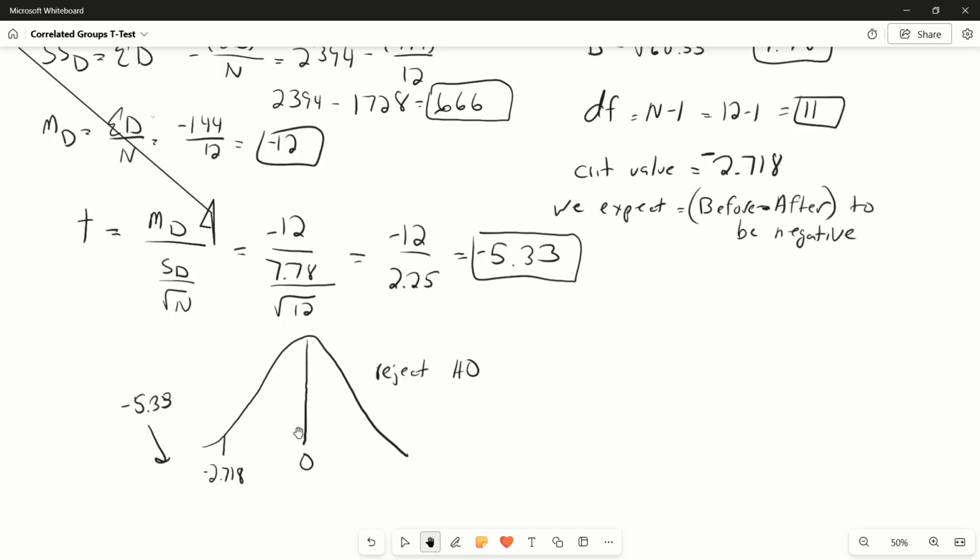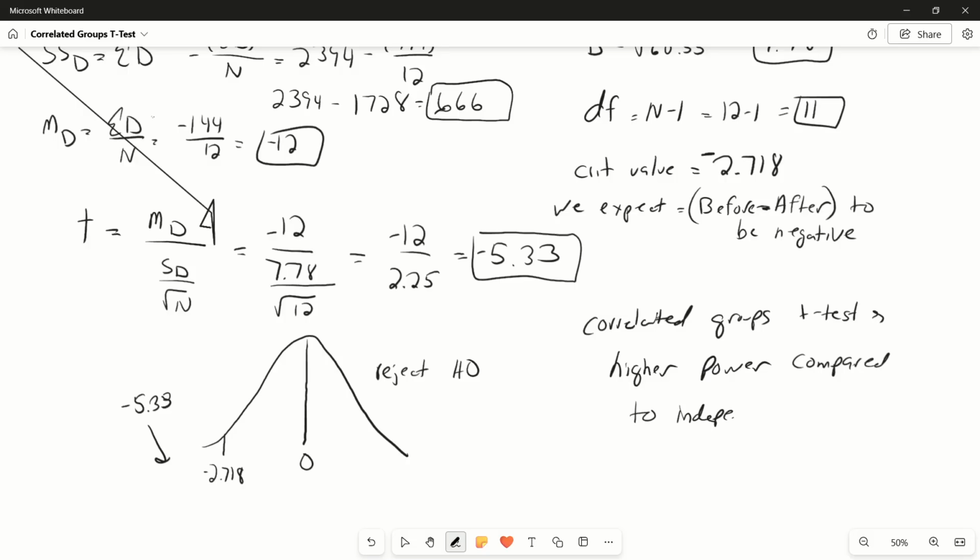Now, the repeated measures or correlated groups t-test also has higher power. So the correlated groups t is higher power compared to the independent groups t.